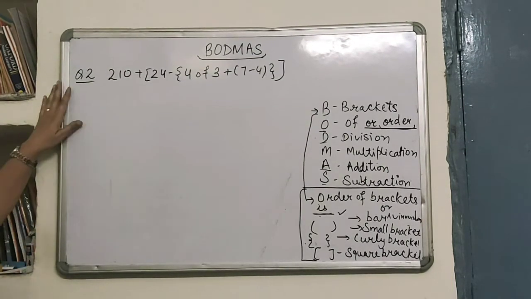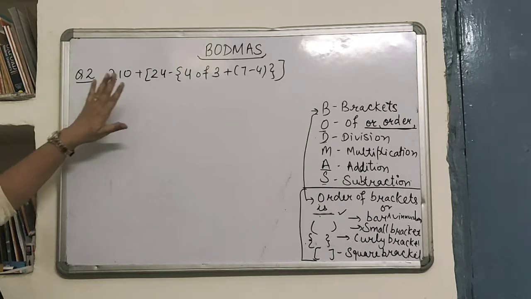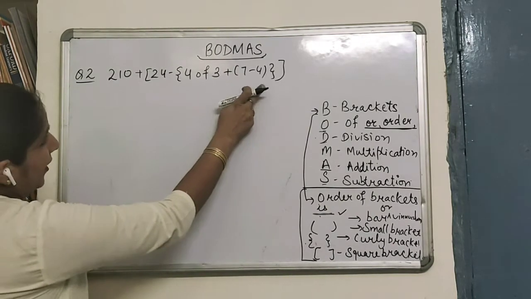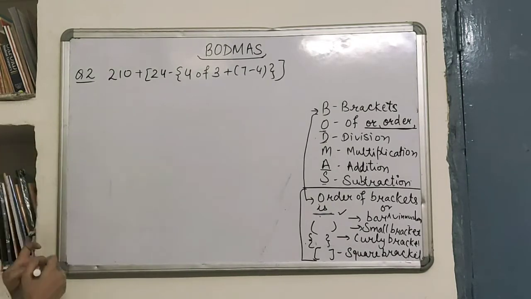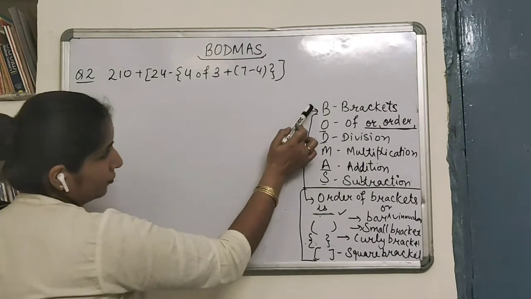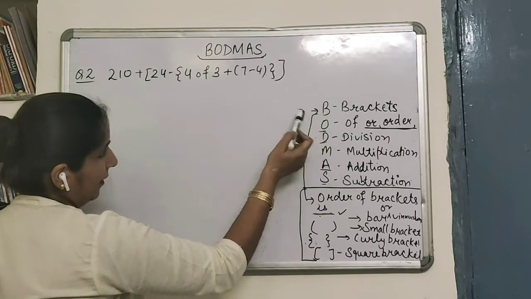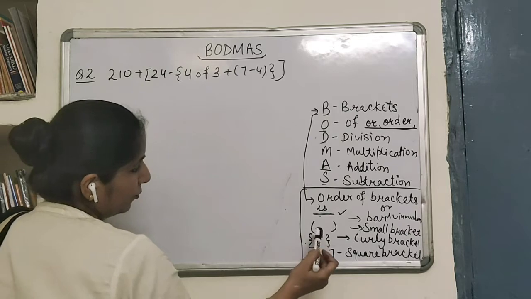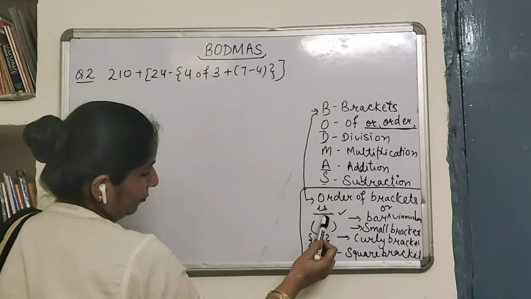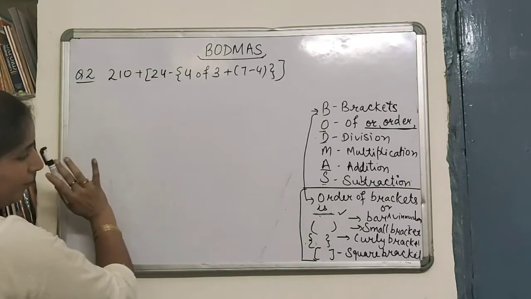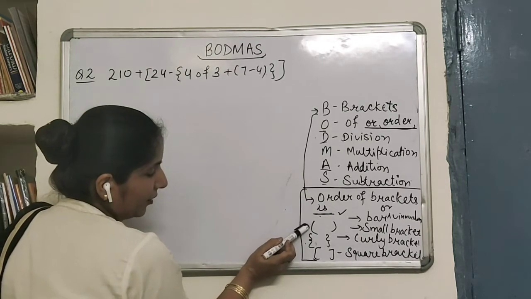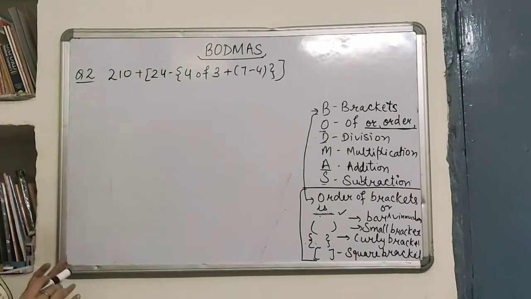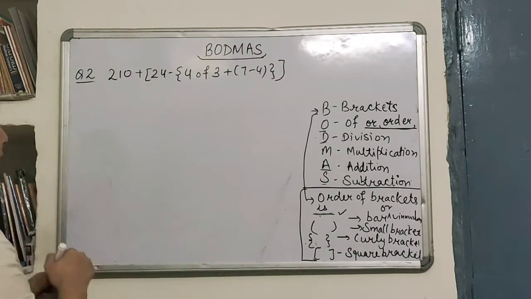Now let us understand the next question of BODMAS. This question has, you can see, 3 types of brackets. First of all we need to solve the bracket, but if many brackets are there, the 3 types of brackets, we have to follow the order of brackets. You can see vinculum is the first order to solve, but here vinculum is not present. After vinculum, the next turn is of the small bracket. You can see this is the small bracket, so first of all we need to solve this small bracket.